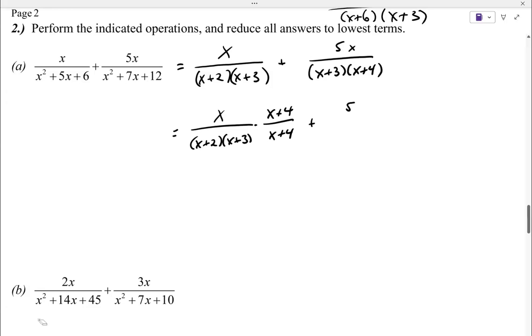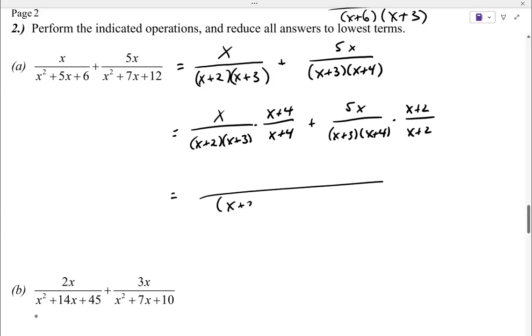Hey, what about the second one? What do we need to multiply by? Good, the x plus 2. Good. So our common denominator then is the x plus 2 times the x plus 3 times the x plus 4, right? That's our common denominator.